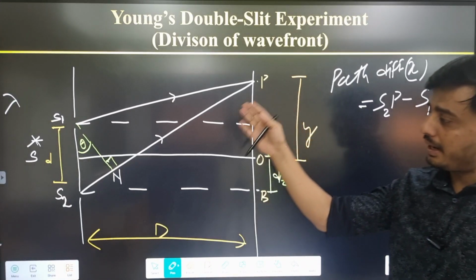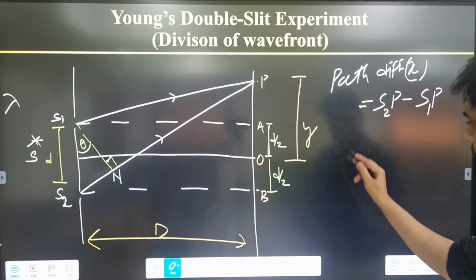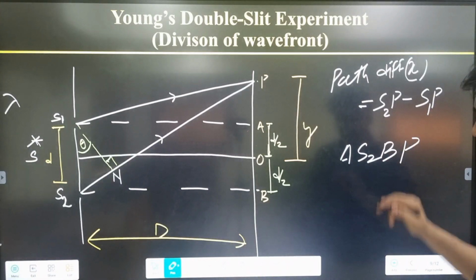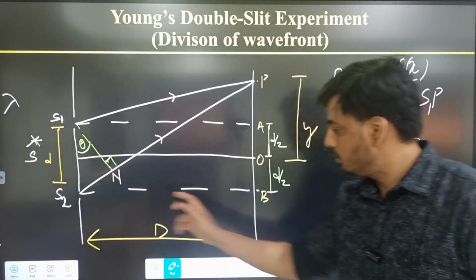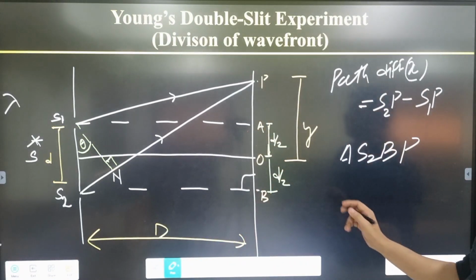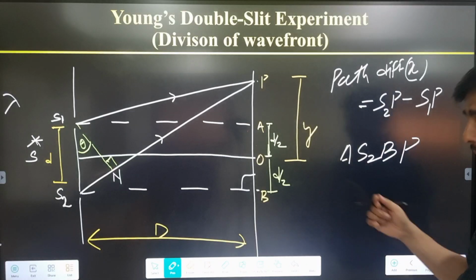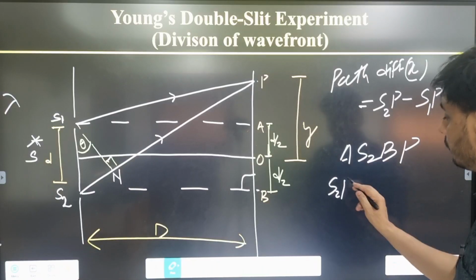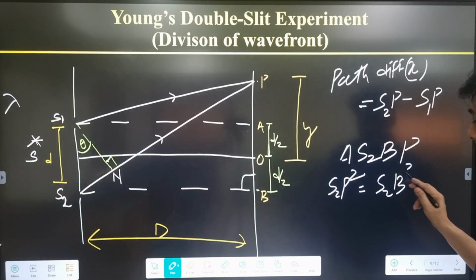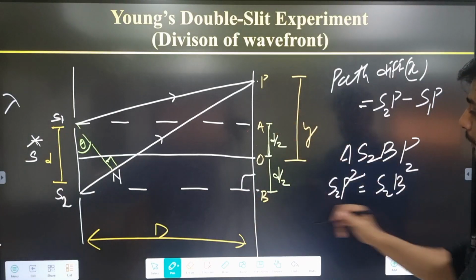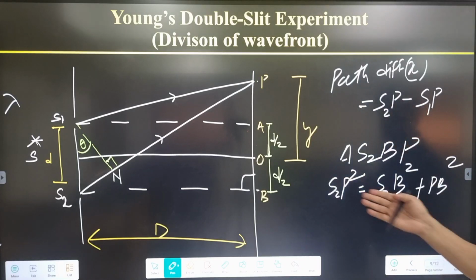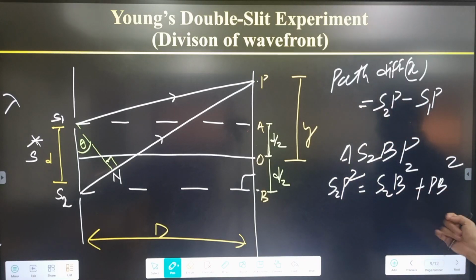You can see the triangle S2BP here. At B this is 90 degrees, and this is P. Then we know that H square equals P square plus B square. We have to use that formula. So S2P square equals the base and perpendicular, S2B square plus PB square. This is just the H square equals P square plus B square formula.